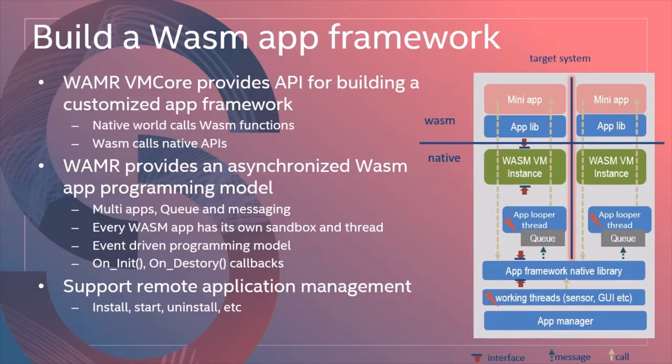The WAMR VM core provides APIs for building a customized application framework. Normally, these APIs help the native world call the WASM functions, and also help the WASM world call the native APIs. So in the right side diagram, these two interfaces provide the intercommunication between two worlds.